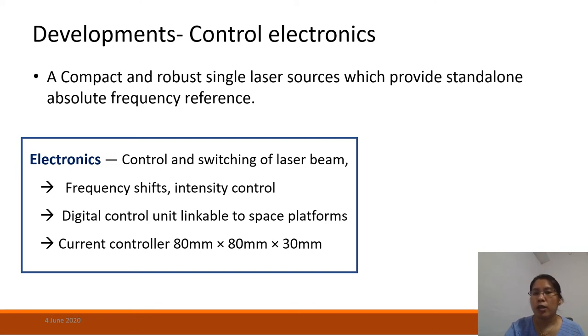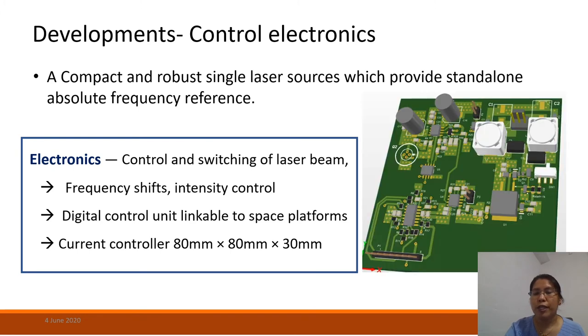We are developing a control electronic system which can be linked using a digital control unit in a space-linkable platform, which we plan to use to control the switching of the laser beam, as well as the frequency shift, intensity control, and thermal stabilization of the whole unit. To give you an example of our electronics control, we are developing the laser current controller. The example in the picture is a current controller which has a dimension of 80 by 80 by 30 millimeters.